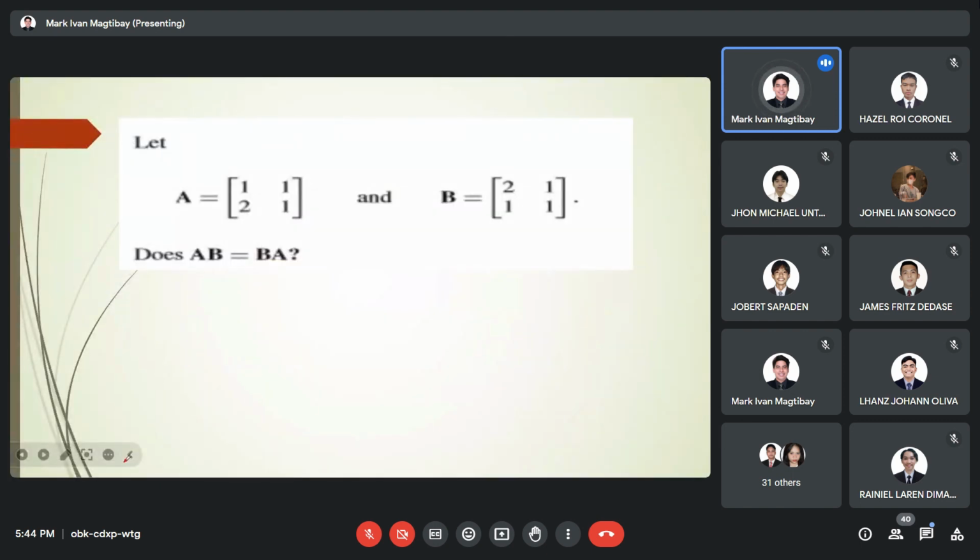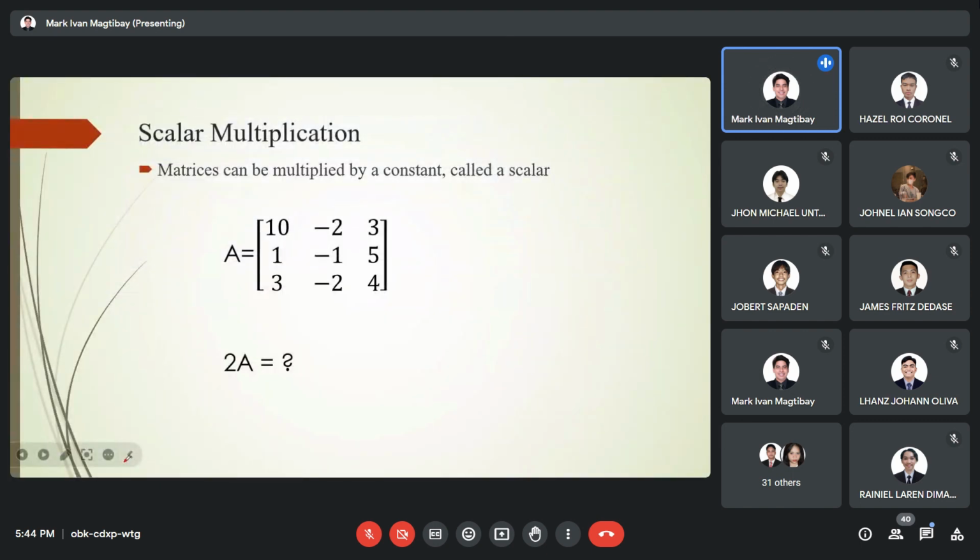Okay? So, moving on. Ito naman po yung tinatawag natin scalar matrices. Matrices can be multiplied by a constant called a scalar po natin. Meron daw po tayong given, for example po, na matrix A natin with the values of 10, 1, 3, negative 2, negative 1, negative 2, 3, 5, 4. How about naman daw po kapag 2A po yung binigay sa atin? Ano po yung hinahanap natin?